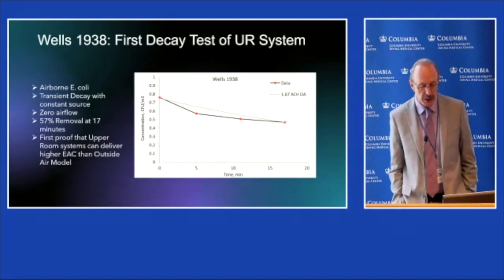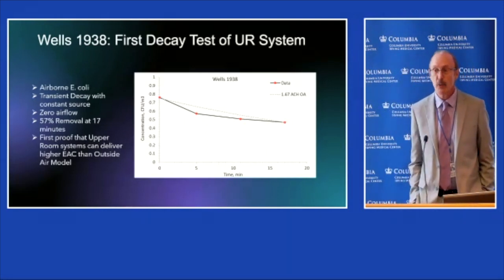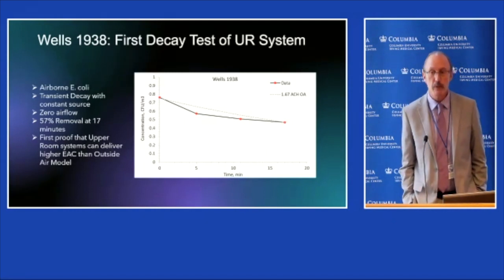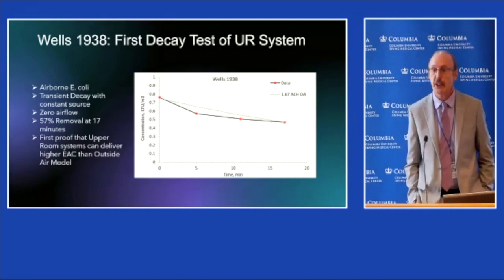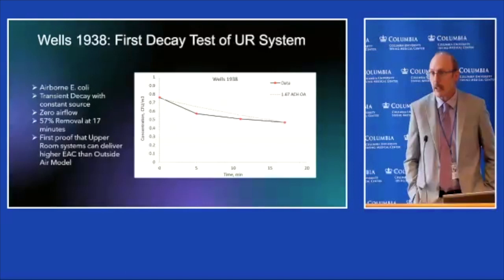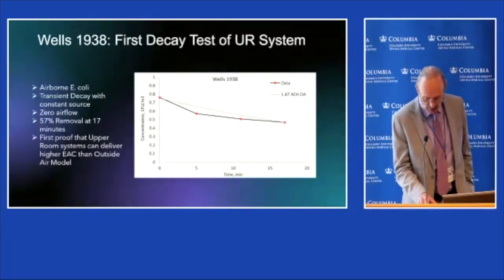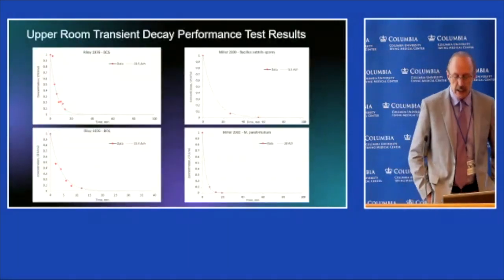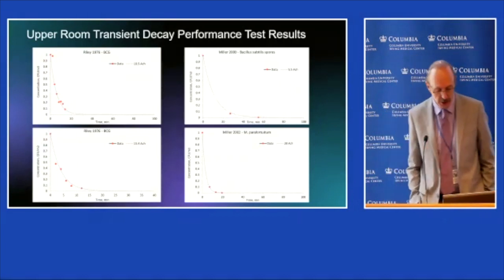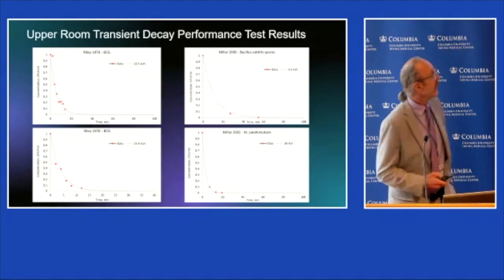However, 1.67 ACH coming from a system that is operating at 0 airflow is a remarkable result. We're getting more equivalent air changes out of this system than there is airflow in the system. And we see this phenomenon occurring with most upper room systems. And we're going to look at some more data here. We took all the data that had enough data to plot points, and we compared them against the NIOSH outside air model, and it looks like this.